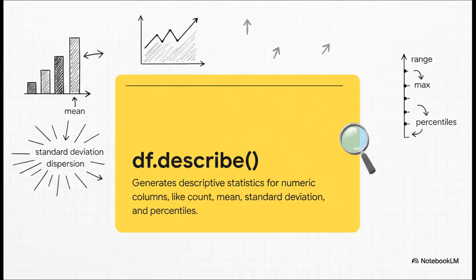All right, next up is df.describe. If info is the blueprint, describe tells the statistical story hiding in your numbers. With one command, you get your mean, your standard deviation, the minimum and maximum values, and those percentiles, they give you a fantastic feel for how your data is distributed.